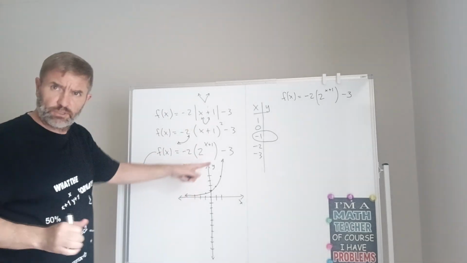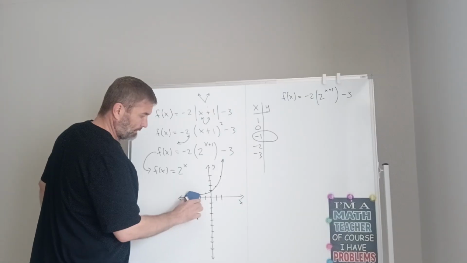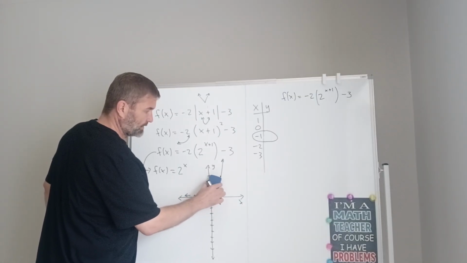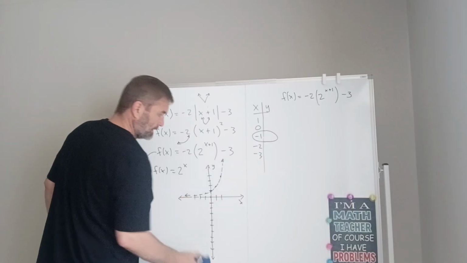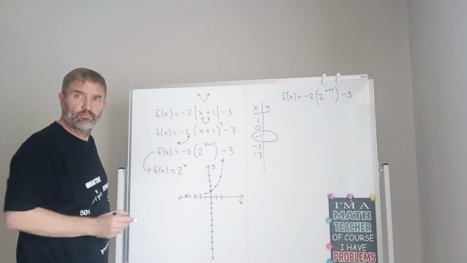Look, there's my base function. Oh, I forgot to do one thing, didn't I? I don't want that to be like my function, so I'm going to dash it. That tells me that's my starting function. Okay, so there's your parent function or base function of 2 to the x.